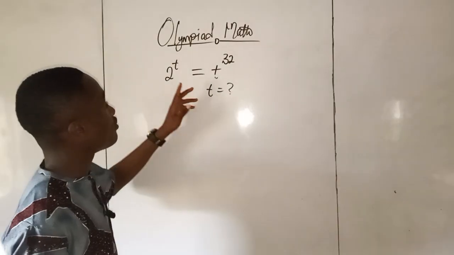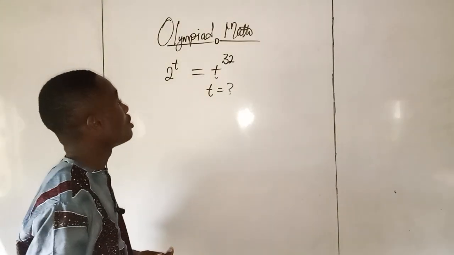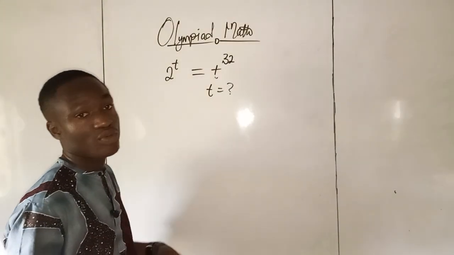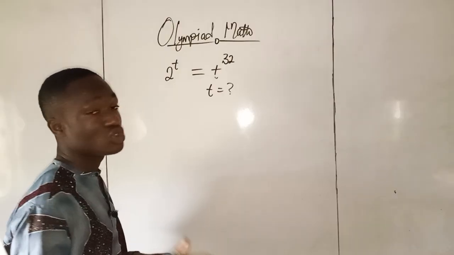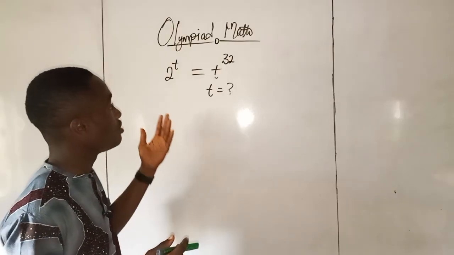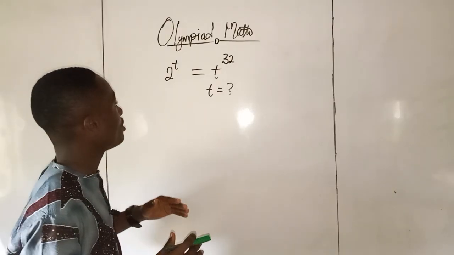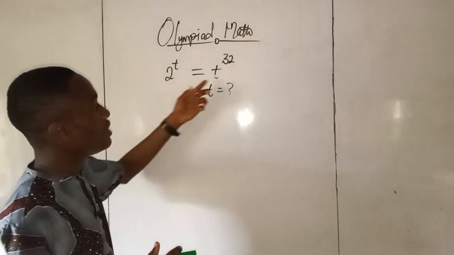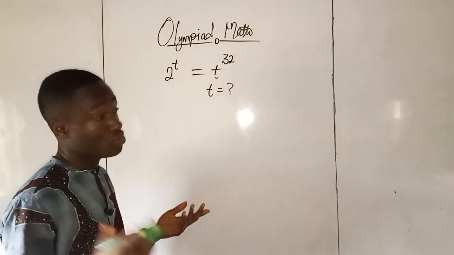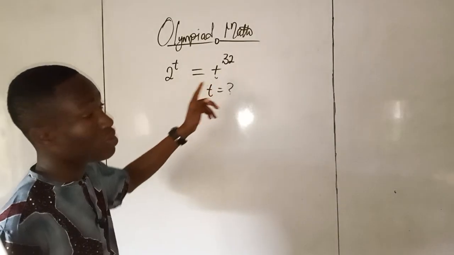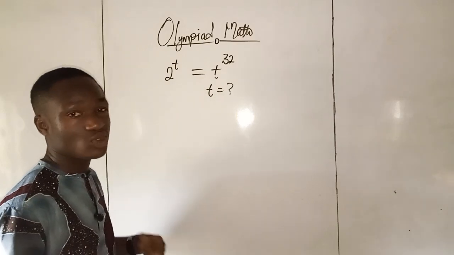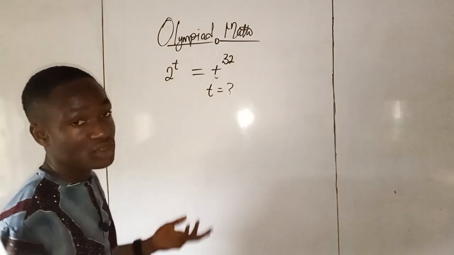So we have 2 to the power of t equals 32. Find t. You're looking for t. You don't know what the value of t is. So the first thing that will come into your mind, because this is just indices, not ordinary indices, is to try to make the base the same. But that's impossible because we have a variable on one side and a constant on the other side. So it's impossible to make the base the same.